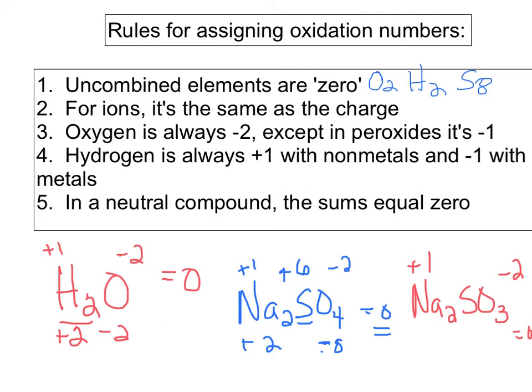Since we have 3 oxygens, each with a -2, that'll give us a -6 for the oxygen portion. We have 2 sodiums, each with a +1. That gives us a +2 on the sodium. That means the sulfur must be a +4 oxidation number to give us a sum of 0 for the entire compound.